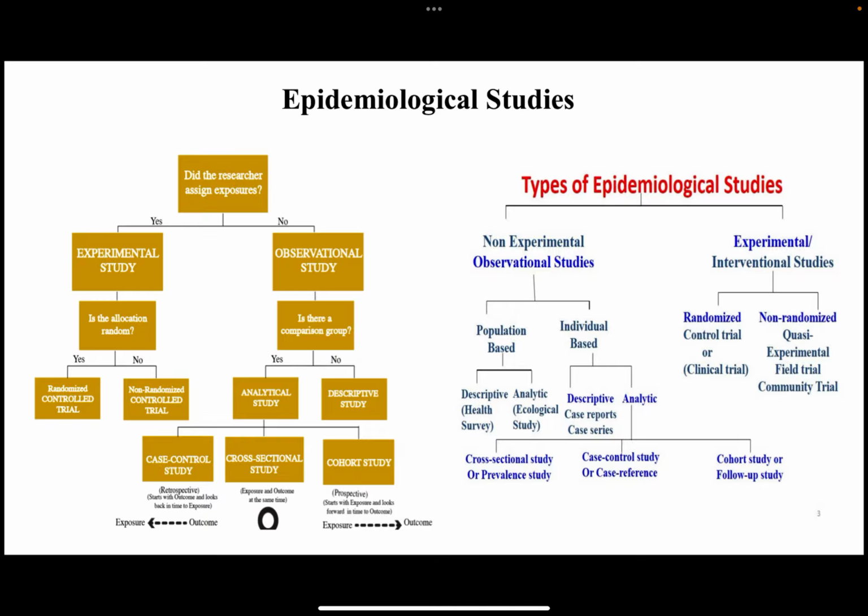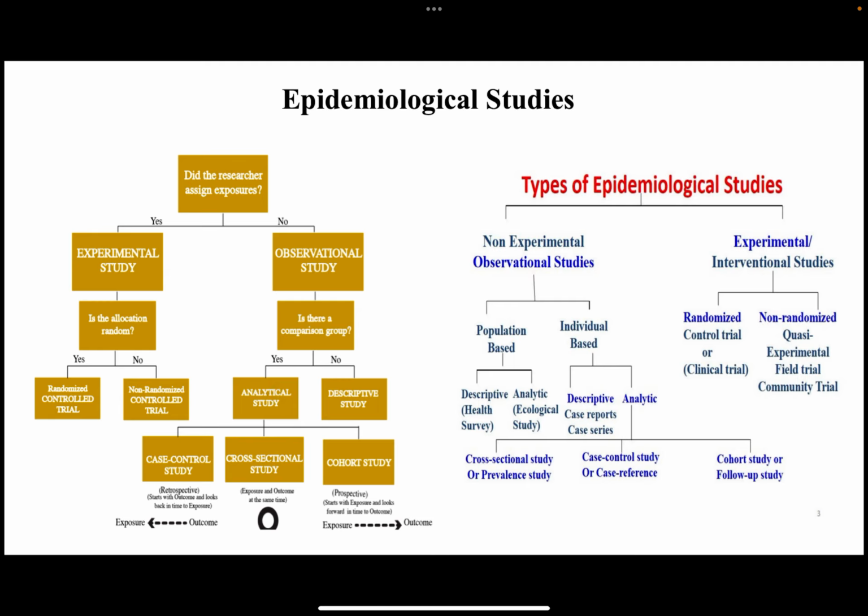Now, the moment you decide to compare, let's say you are doing an observational study, but your focus is that maybe you are studying patient A, patient B, then you compare them. The moment you bring in comparison, you are doing an analytical study. Now, in epidemiology, an analytical study can further be divided into 3.